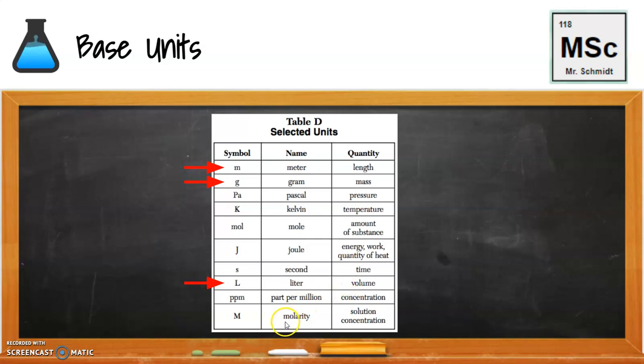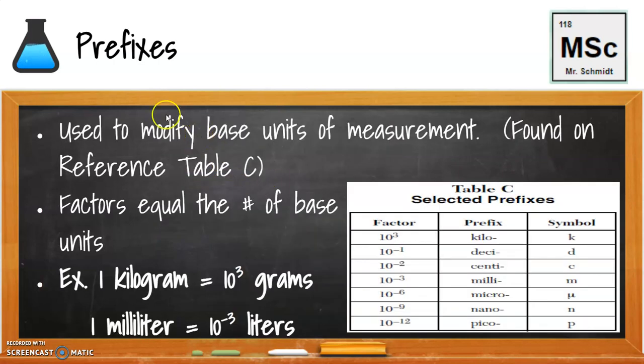You can see here there's things like molarity, which we'll talk about later, a mole, and Kelvin, which we'll actually talk about today as well, but these are all different types of units that are standard base units. So when you combine a prefix and a base unit, that gives us our amount. A prefix is used to modify the base units of measurement, again found in reference table C.